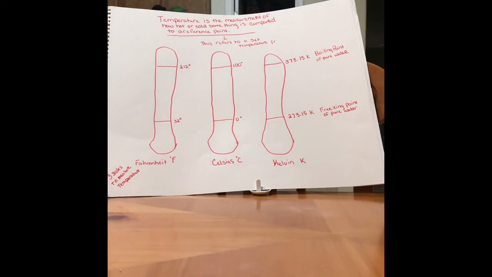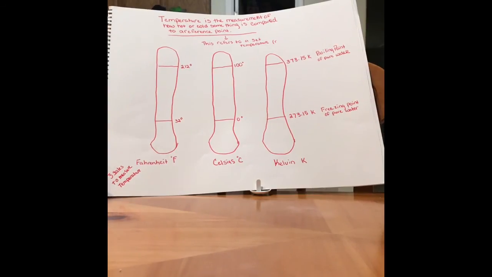Temperature is a measurement of how hot or cold something is compared to a reference point. Reference points are usually like the boiling point or the freezing point. There are 3 measurements of temperature: Fahrenheit, Celsius, and Kelvin.